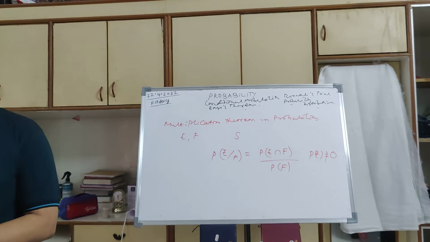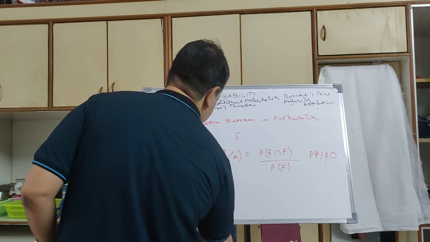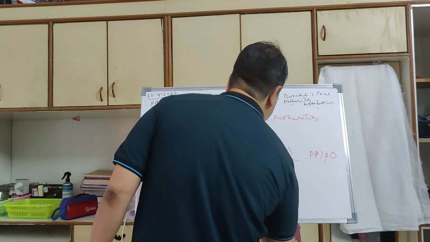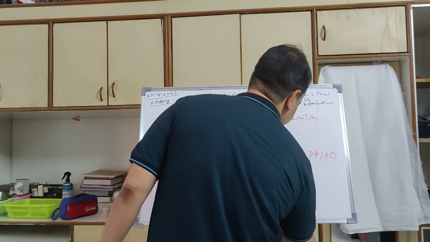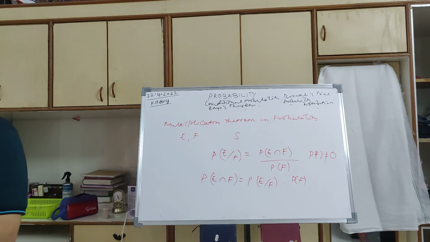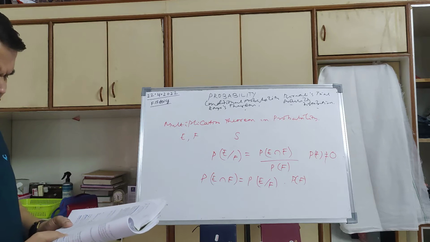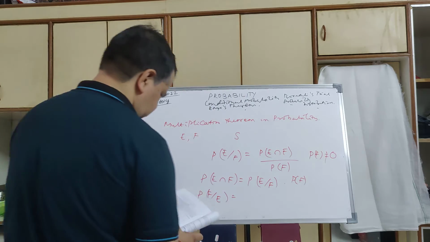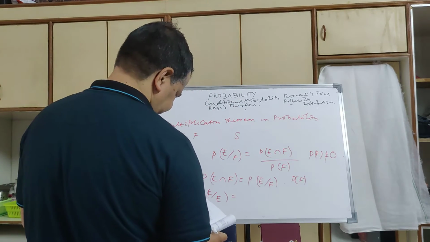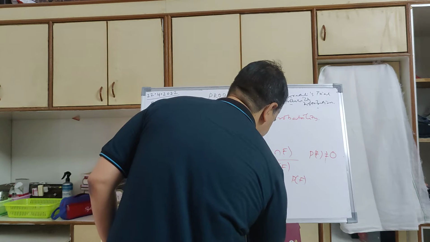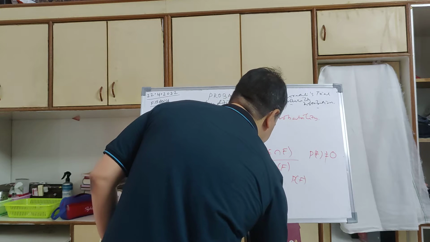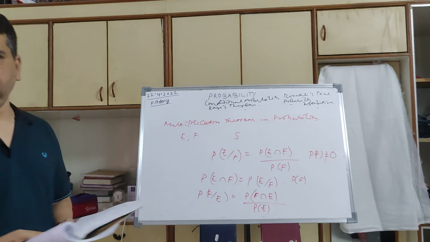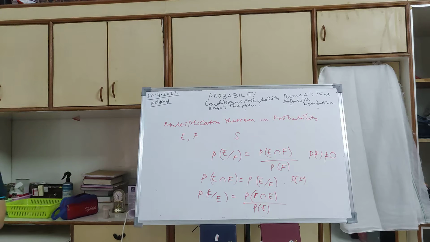From this we can write P of E intersection F is equal to P of E given F into P of F. Also, we know P of F given E is equal to P of F intersection E divided by P of E.